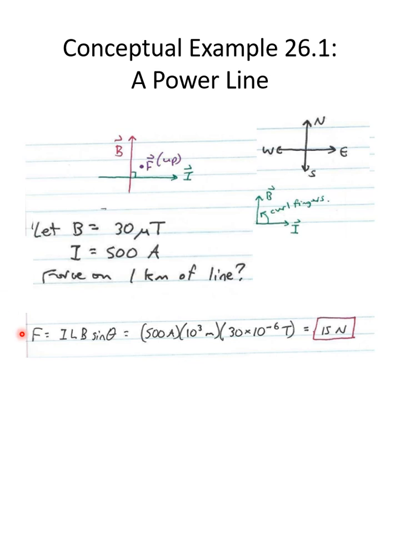So we can say that the force is the cross product of IL and B. So as a magnitude, that's going to be ILB sine theta. So 500 amperes times the length, in this case 1,000 meters, times the strength of the magnetic field. It's a 90-degree angle, so the sine theta goes to 1, and we get 15 newtons of force that's actually pulling up on the wire.